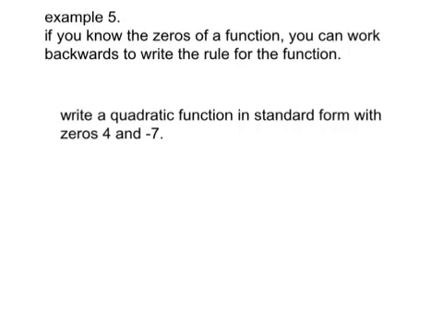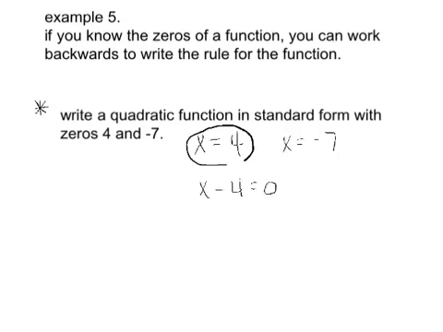Okay, next example. If you know the zeros of a function, you can work backwards to write the rule for the function. I'll go through an example to explain. Write a quadratic function in standard form with the zeros 4 and negative 7. So that means x equals 4 and x equals negative 7. Let's set that into 2 sets of parentheses. If I set it equal to 0, I would subtract 4 from both sides and get x minus 4 equals 0.